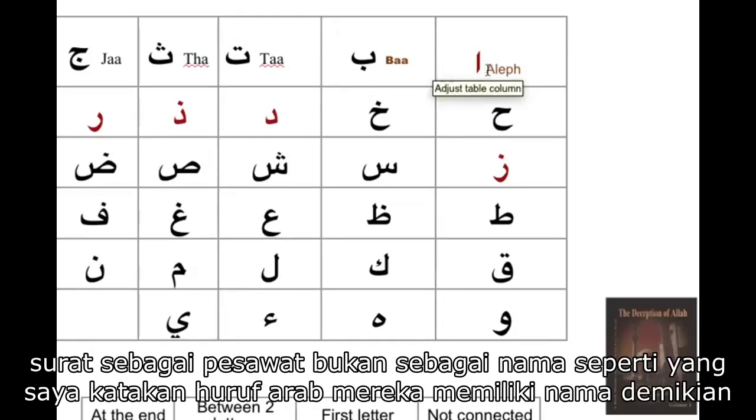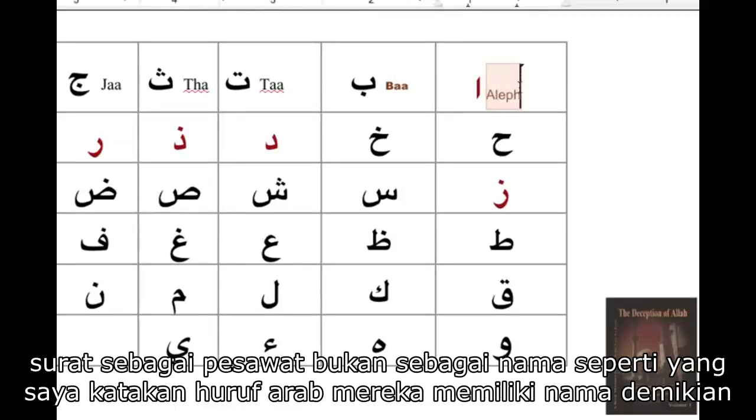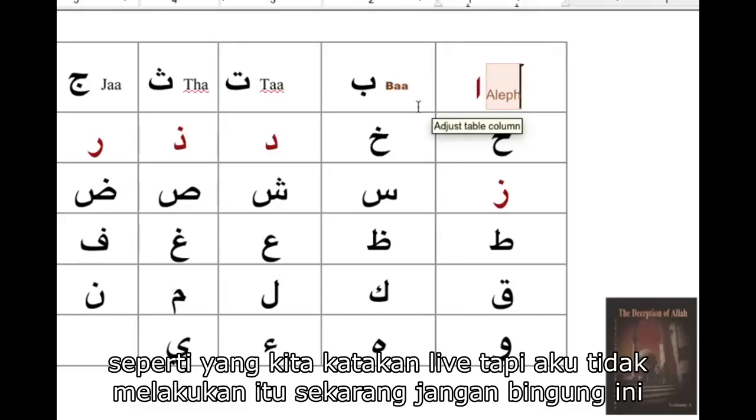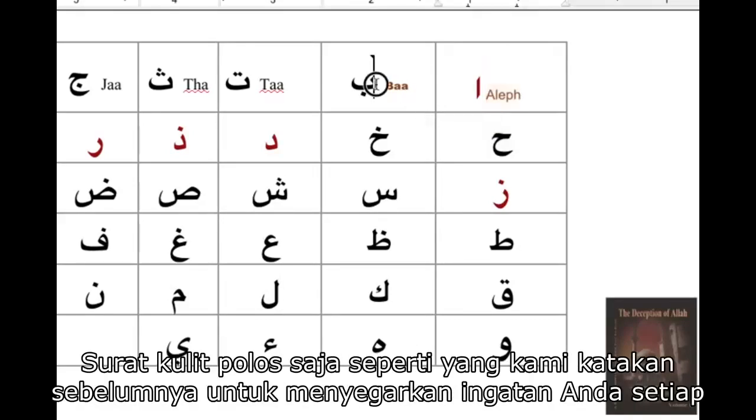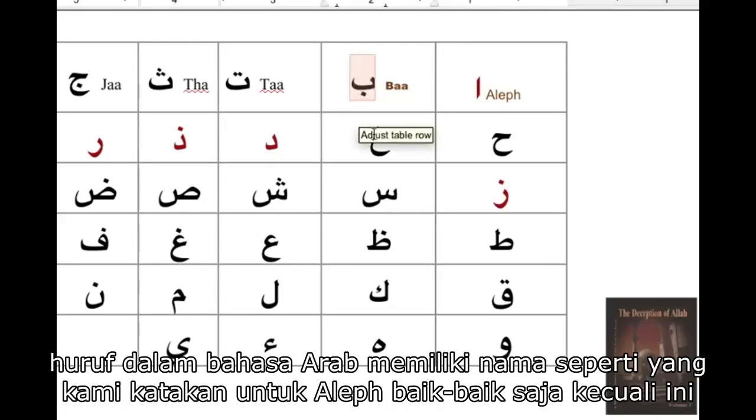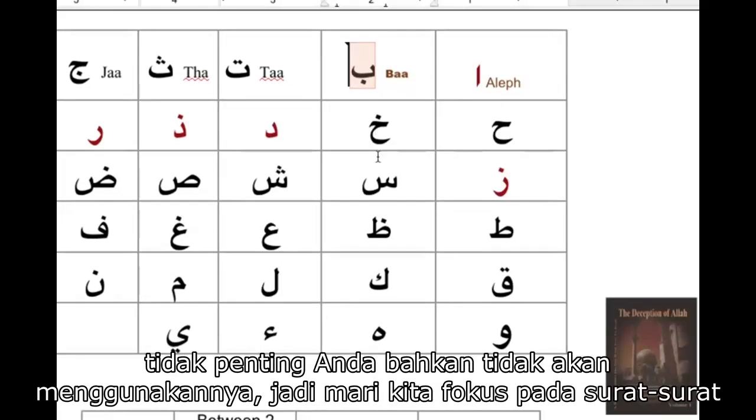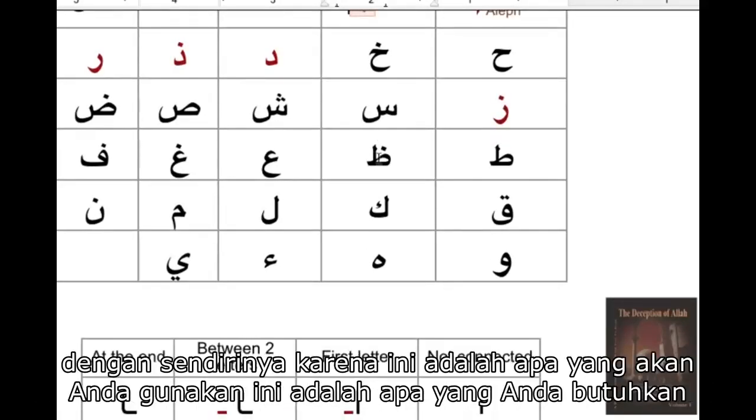And I'm giving you the letter as a plain letter, not as a name. As I said, Arabic letters have a name, like we say alif, ba, ta. I'm not doing that now. Don't be confused. This is the plain letter alone. As we said before, to refresh your memory, every letter in Arabic has a name, same as alif, but this is not important. You will not use it anyway. So let us focus on the letters by themselves as they are, because this is what you will use, this is what you will need.